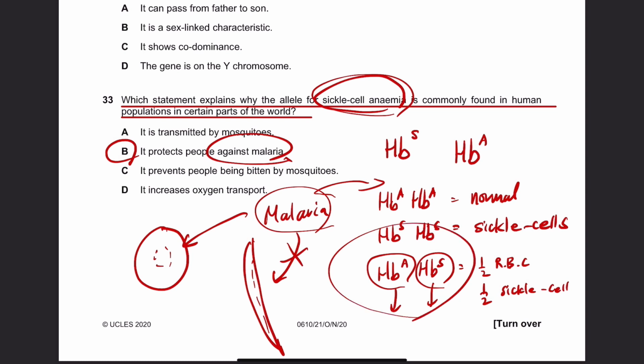So when this one is affected, this one still survives, and they can still transport oxygen. Not much, but they still do the job. So, okay. So B is the answer.